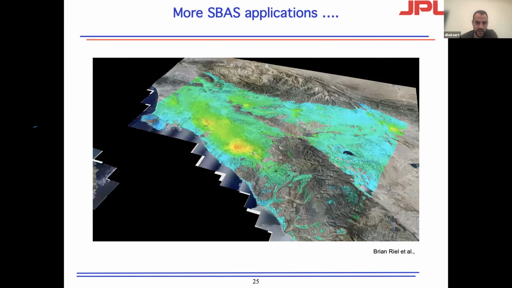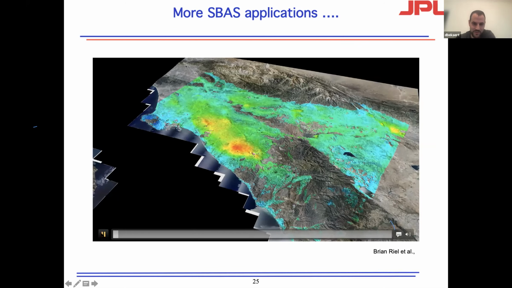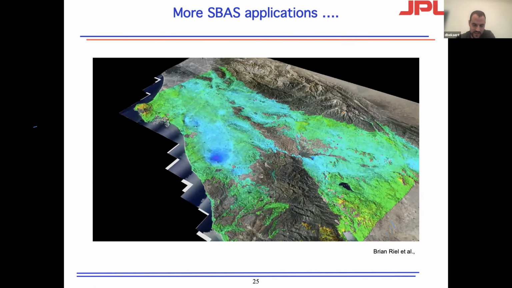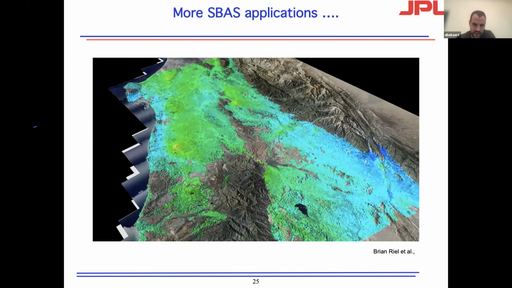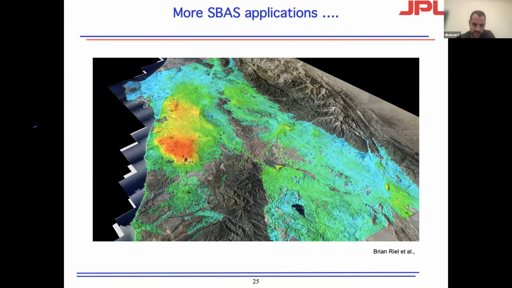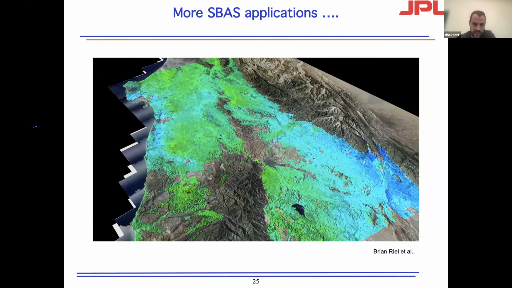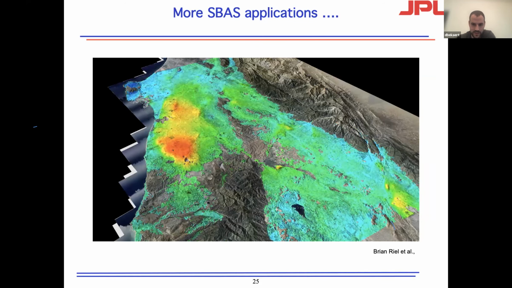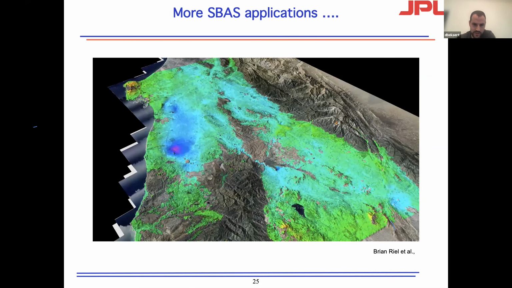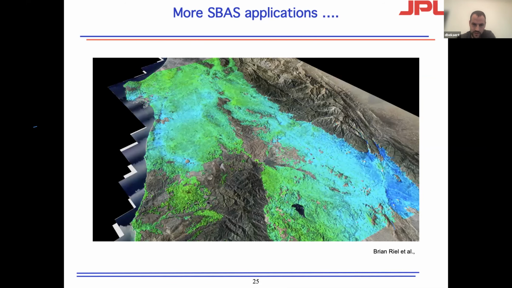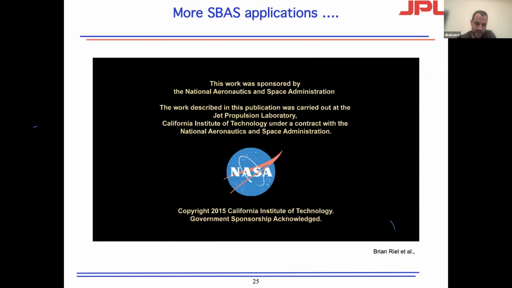So showing this image from Brian, it's often used for advertising purposes, but it shows you what the strength of a time series analysis is. And he was looking here at aquifer depletion and recharge in the LA area, and I believe that this was from ERS and Envisat data, a multi-year time series. So very interesting plot and analysis.